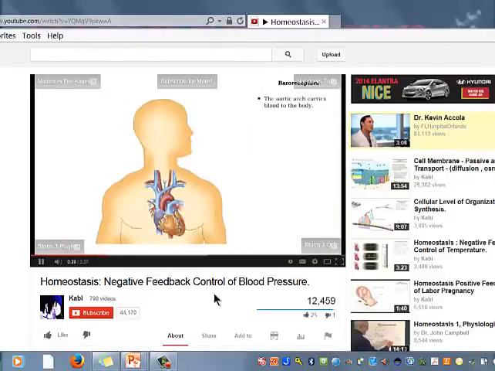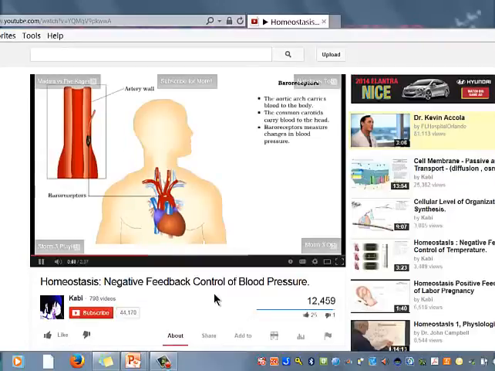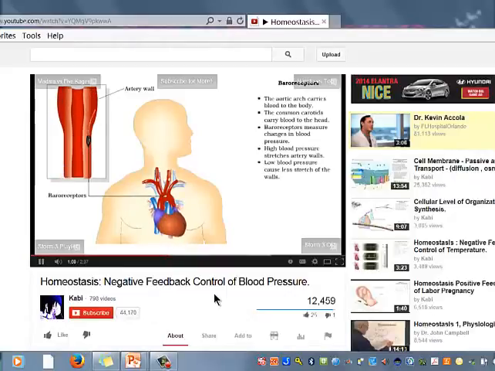The aortic arch and common carotids are arteries that supply blood to critical areas of the body. The aortic arch supplies the body, and the common carotids supply the head. Within these major arteries are structures called baroreceptors that measure blood pressure and send nerve impulses up to the brain. If pressure is high, the walls stretch. If pressure falls, the walls are less stretched.